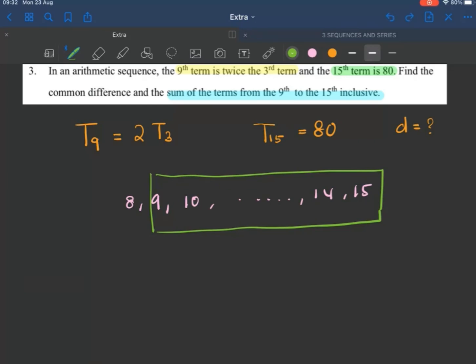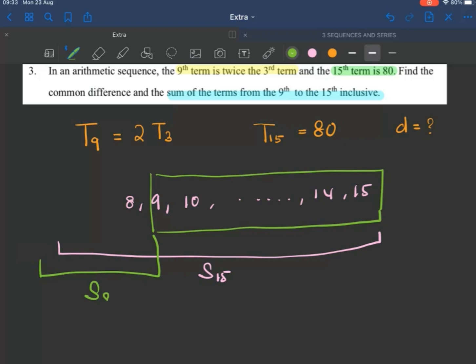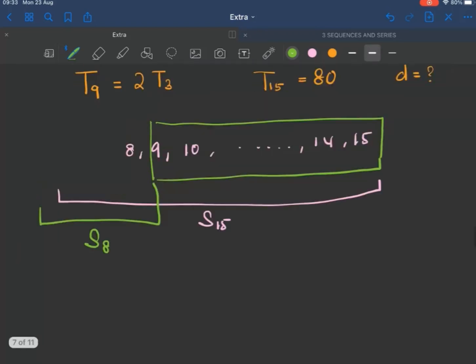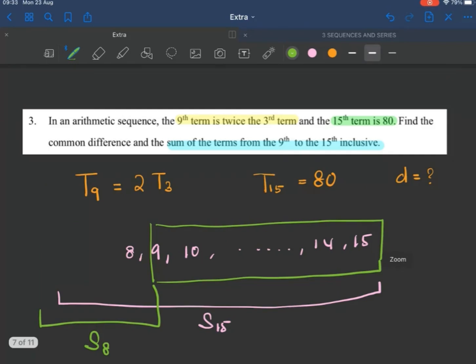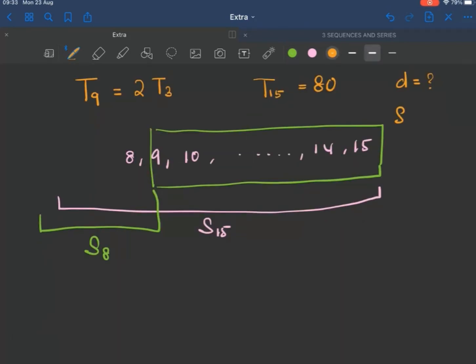So macam mana kita nak statekan dalam formula? Takkan kita nak buat T9, dia basically sebenarnya ialah T9 plus T10 plus T11 sampai T15, okay? Itu maksud dia sebenarnya. So macam mana kita nak mudahkan kerja kita? S15 tolak S8. Yes, betul. Total kita dekat sini ialah S15. Apa yang kita nak ialah yang dalam kotak. So kita kena tolak yang di luar ini, which is S8. So to find sum of the terms from the 9th to the 15th ialah S15 minus S8. Okay, ini yang kita nak cari.